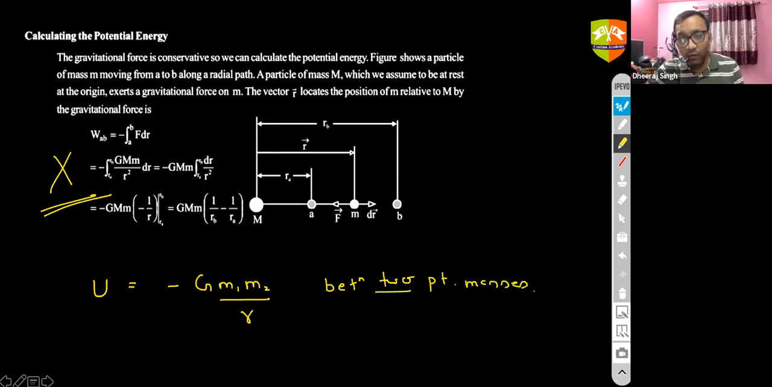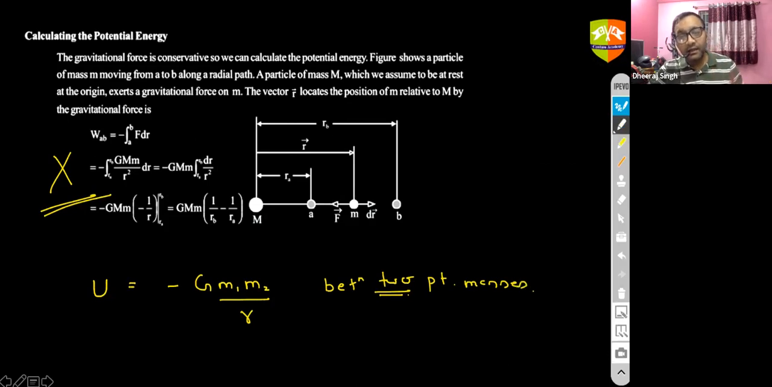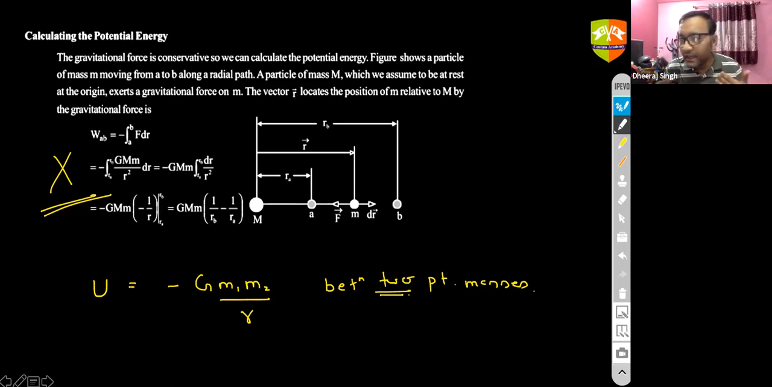So till now, whenever we wrote gravitational potential energy, again, I'm repeating, we only considered the potential energy between Earth and some other object. We ignored the potential energy between two objects. So now we are considering that potential energy can be between any two masses. So between any two point masses, this is the potential energy: minus of G M1 M2 by R. Don't write MGH in this chapter.